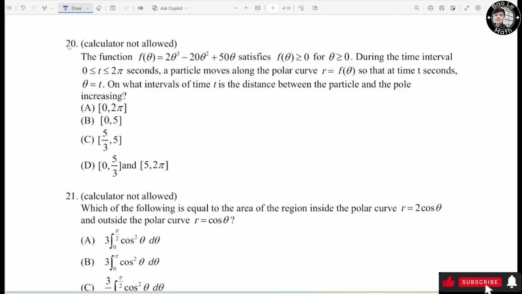Move on to question 20. The function f of theta equals this guy. Satisfy f of theta greater than or equal to 0 for theta greater than or equal to 0 during the time interval t between 0 to 2 pi seconds.